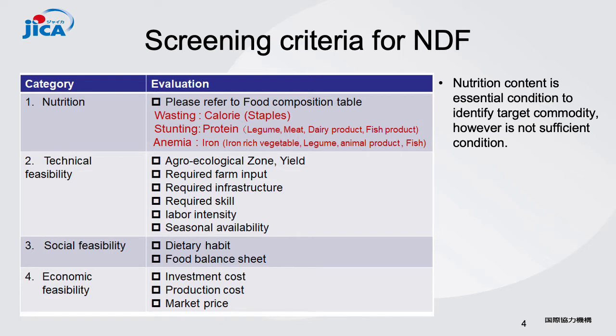So in case of wasting, it is important to look at dietary energy or calorie, and it mainly comes from staples. When we tackle stunting, protein could be an important nutrition element that is generally included in legume, meat, dairy products, fish products. And when we're looking at anemia, of course, we should look at iron-rich food. So this nutrition content is important, but this is not enough.